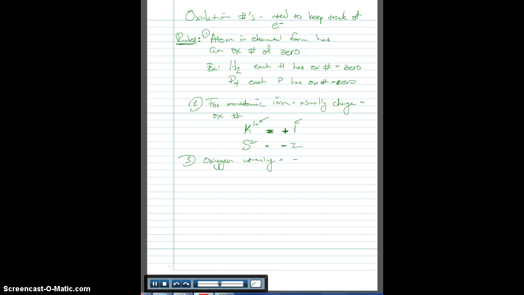Oxygen is usually a -2 because oxygen or oxide, when it forms an ion, is 2-. There's an exception to this rule, except if you have peroxide, and peroxide is O2 2-, and so each oxygen has a -1 charge to give an overall charge of a -2 on this guy.